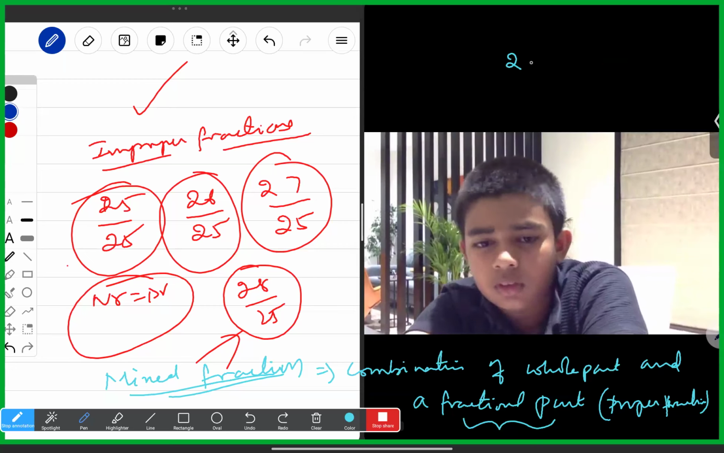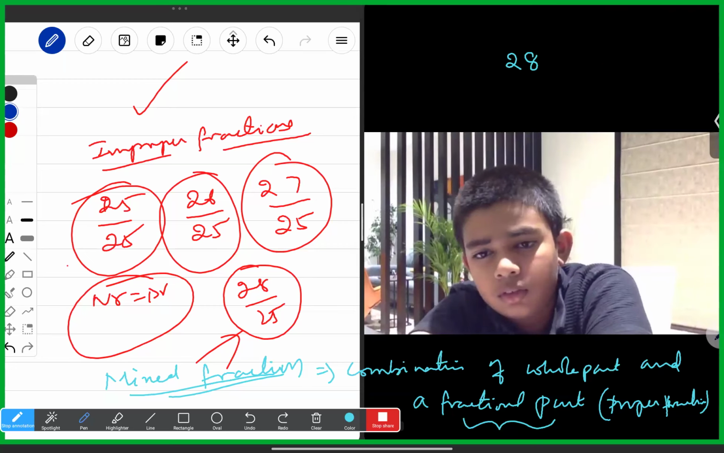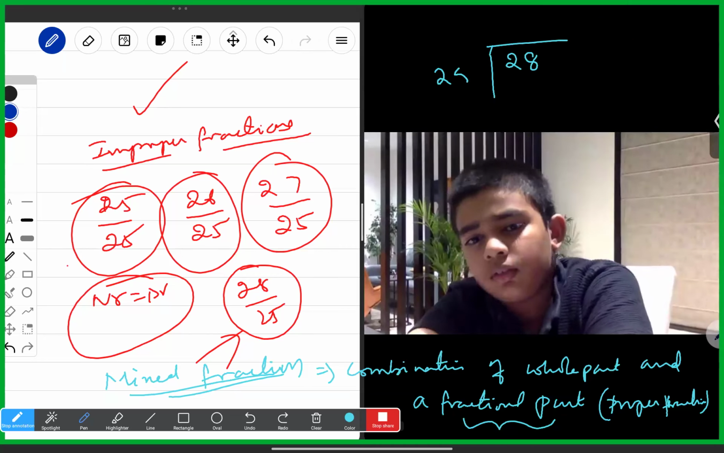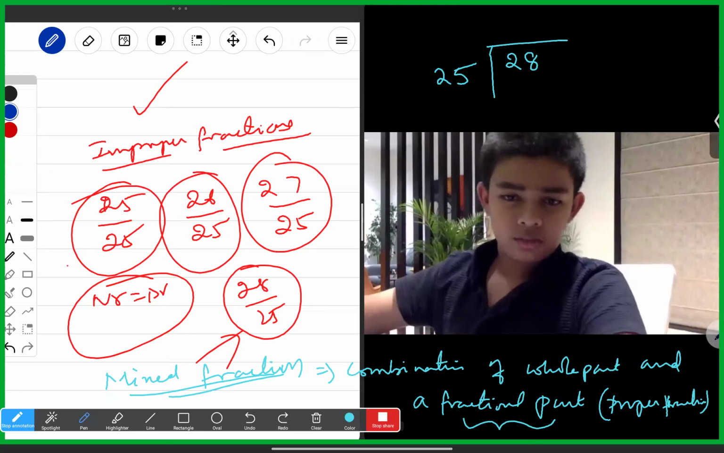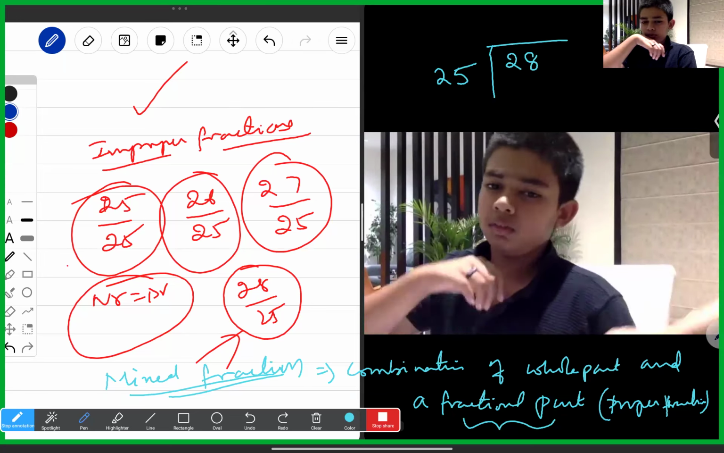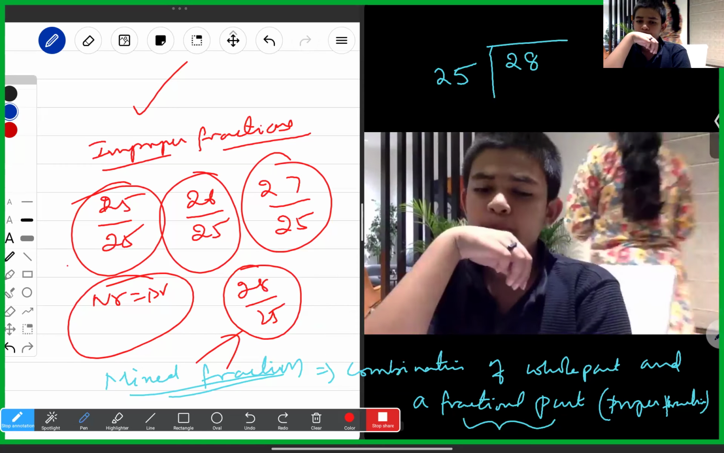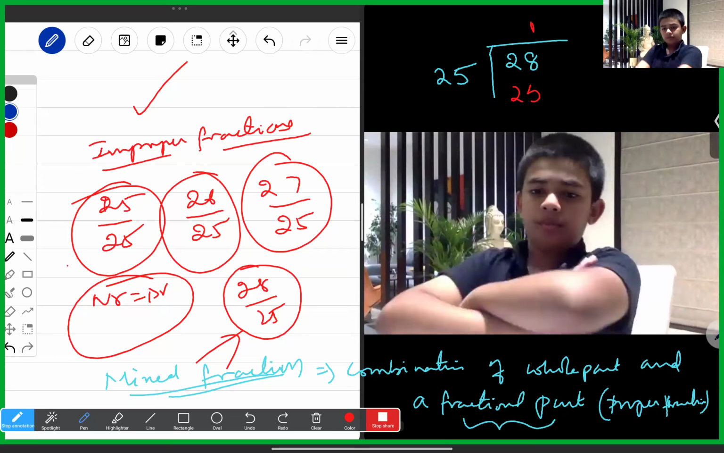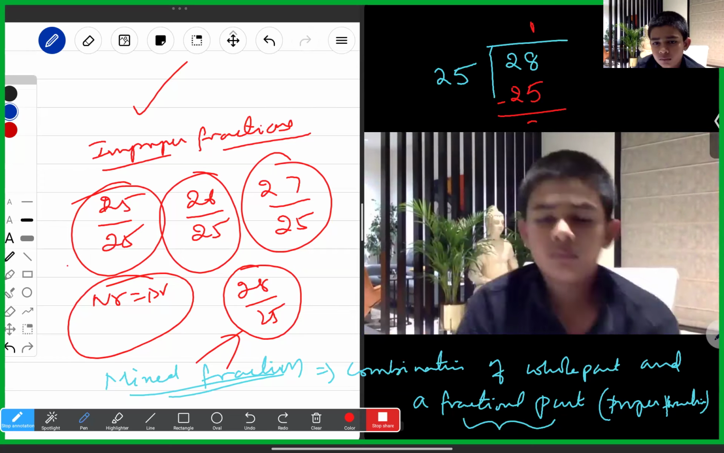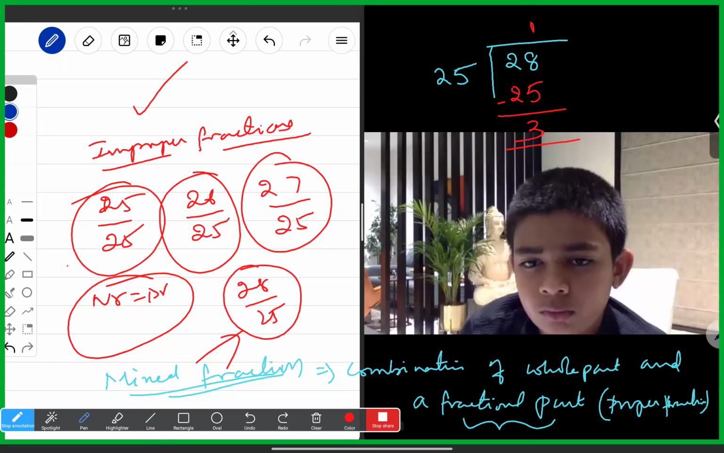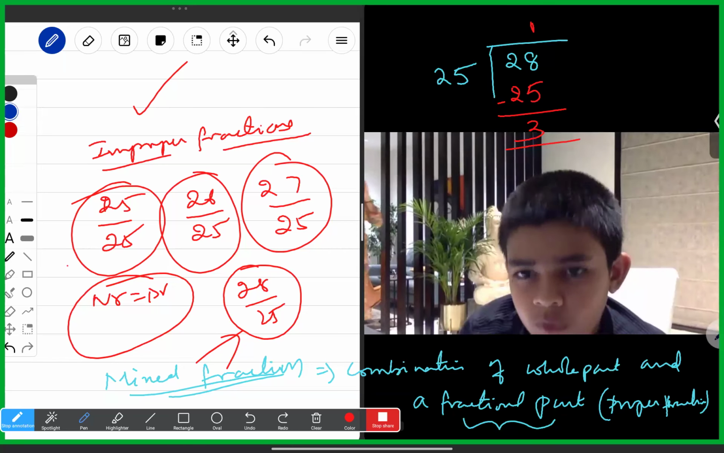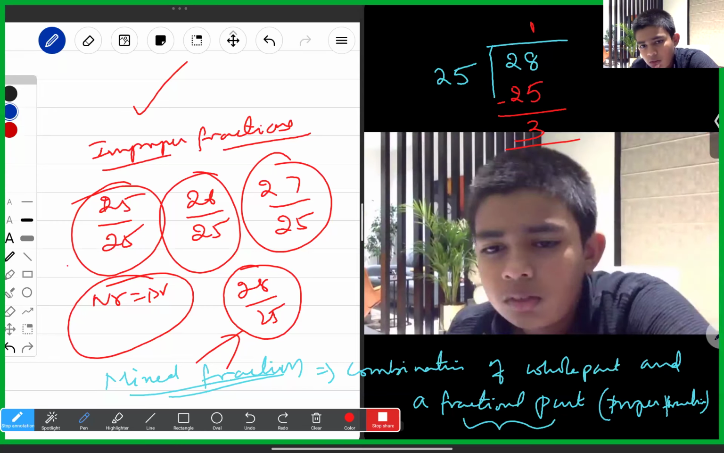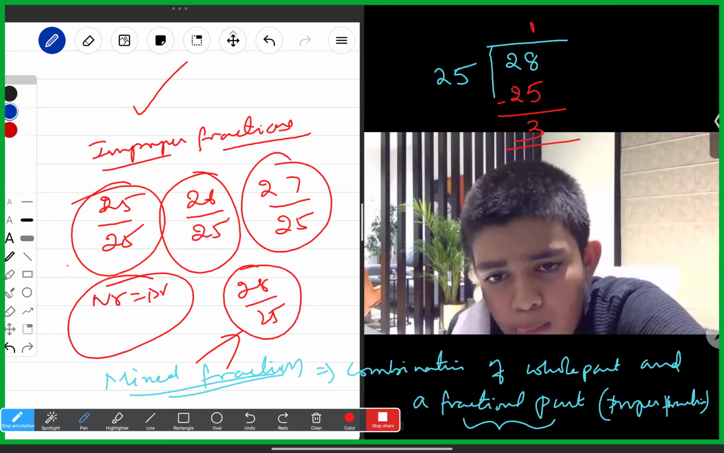Like I said, numerator is always the dividend. You are dividing the numerator with the denominator. So 28, if I divide it with 25, I have to take 25 once, 25. Are there any digits to bring down? No, sir. So the division ended there.